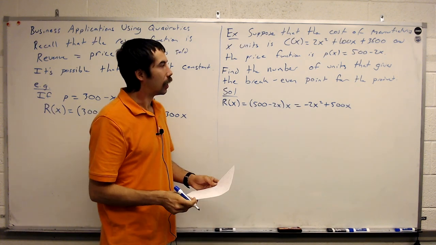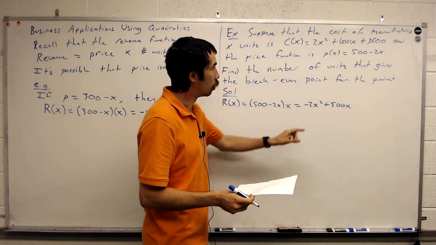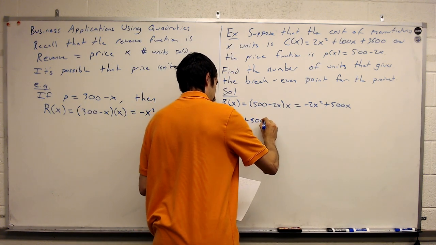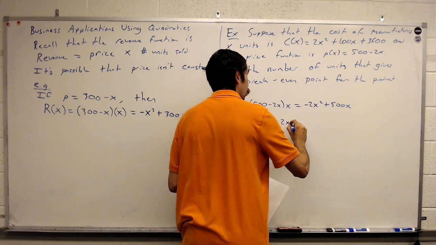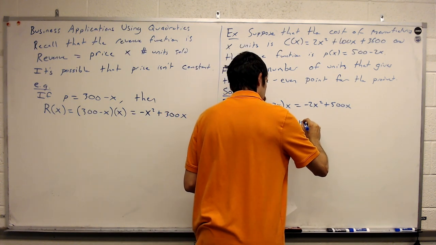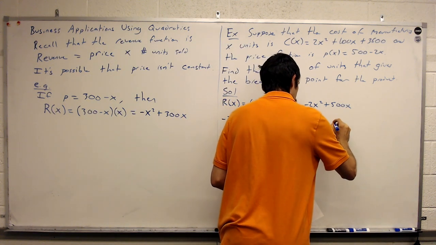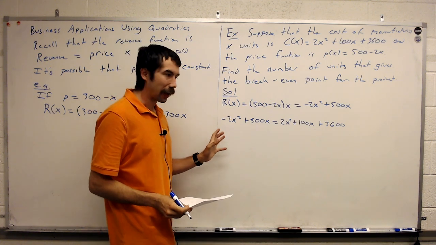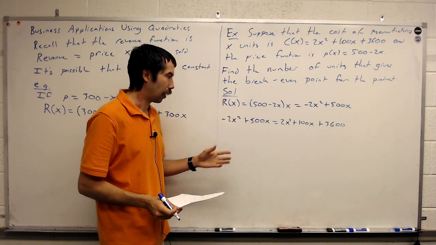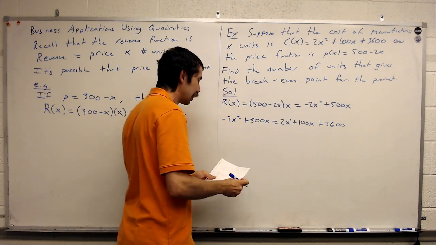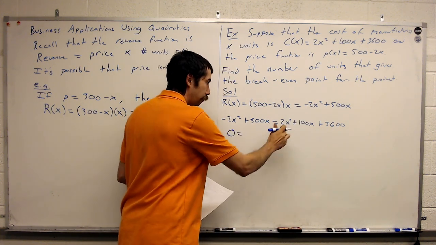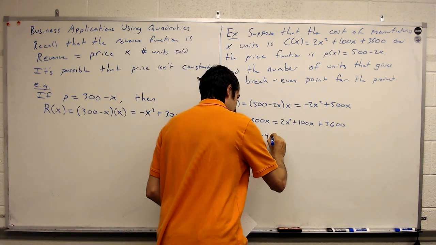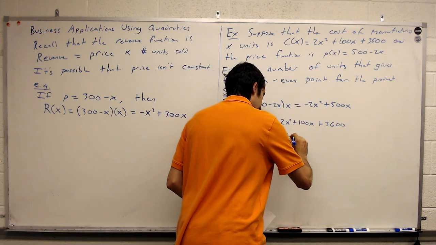That's the break-even point. All right, so let's take our revenue function. We're going to set it equal to our cost function. To solve this equation, we want to get all of the terms on one side. All right, so I'm going to bring these terms over to the other side, and we have 0 equals 4x squared minus 400x plus 3600.